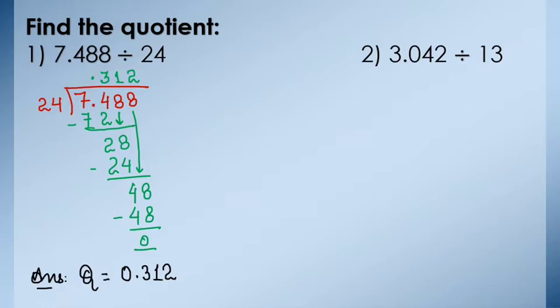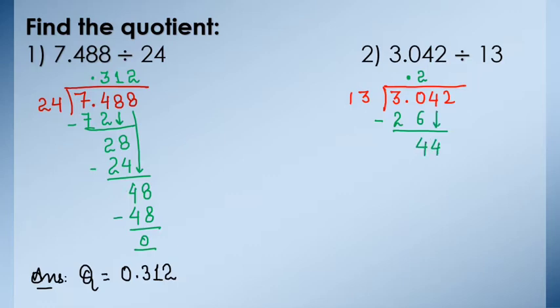3.042 divided by 13. So we have to divide 3.042 by 13. Again, you can see 3 is not divisible by 13. So we have to take the first two digits, that is 30. So place the decimal point first in the quotient. Now 30 divided by 13. 13 twos are 26. Subtract them. 4 is left. Bring down 4.